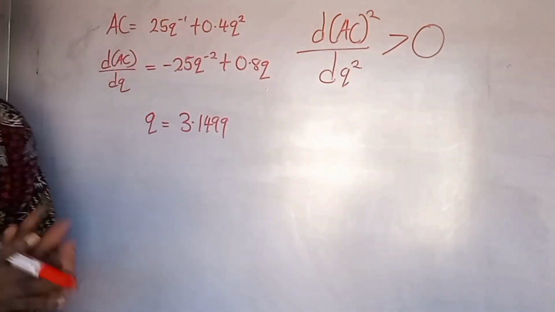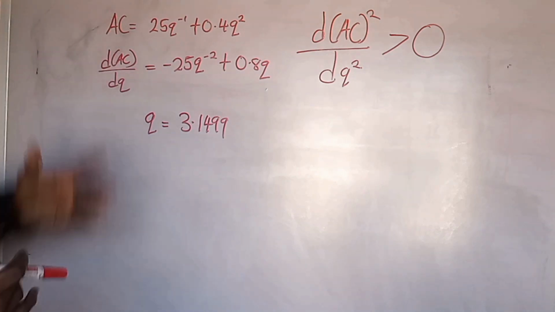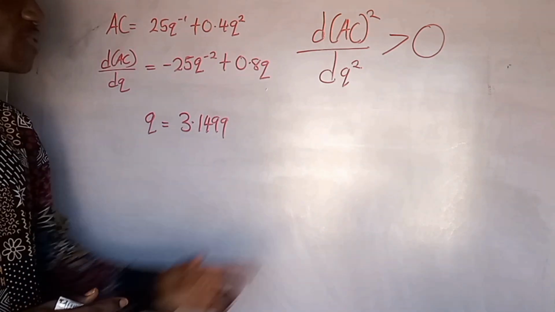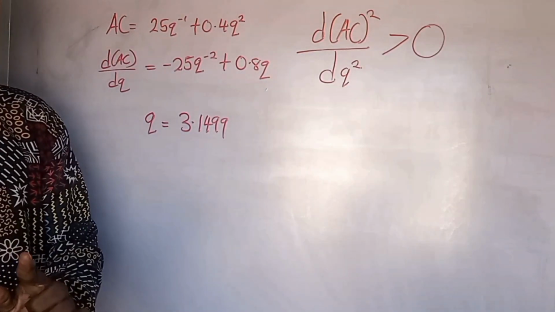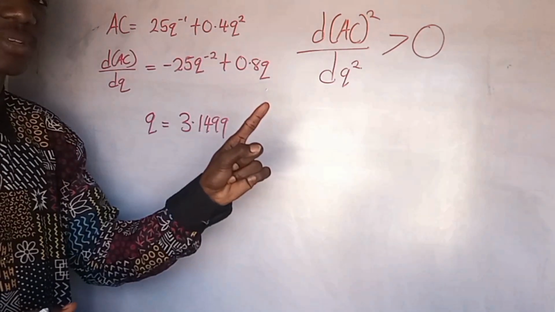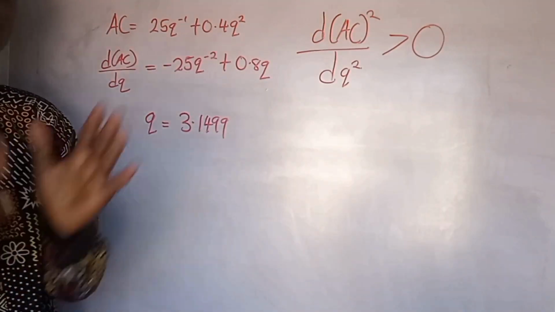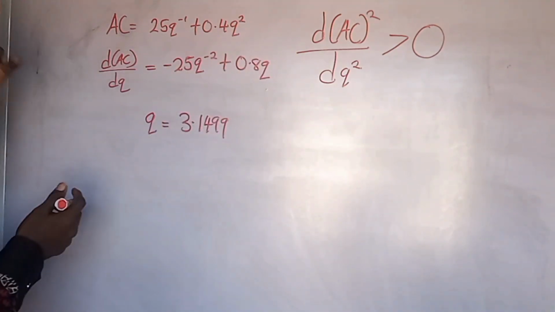Now, at the minimum point, when we take the second derivative of the function that we are given, the second derivative must be greater than 0. If the second derivative is less than 0, that means that this function is at its maximum point. And if it is equal to 0, that is the point of inflection. Now, let us take the second derivative of this function.